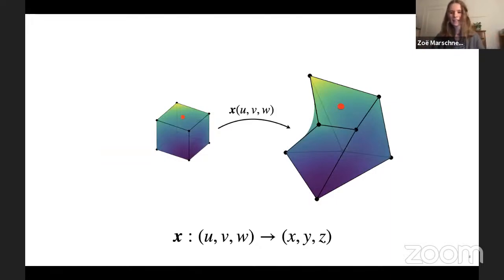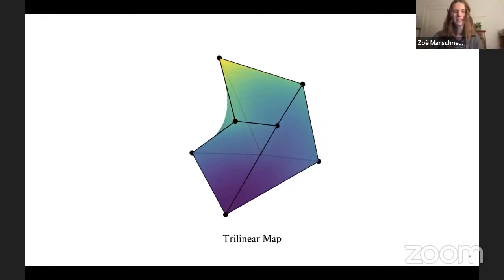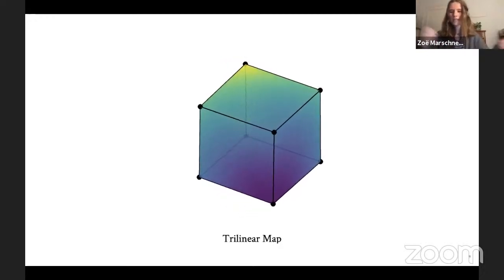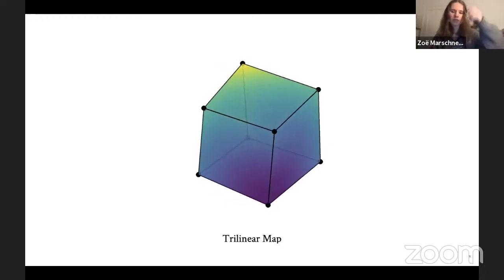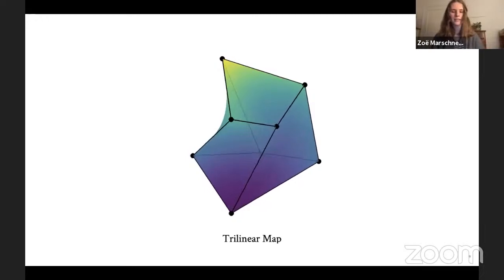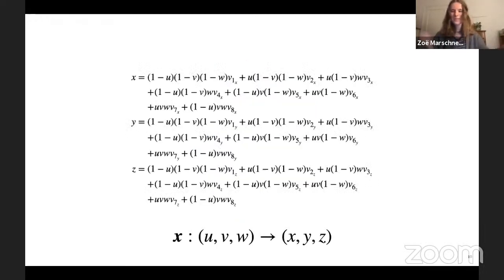So this is a trilinear hex, and this can be viewed as a trilinear map from this reference unit cube onto the image hex element. And basically, we're just doing a linear interpolation along each of the separate coordinates. And so you can see here that this leads to a hex where the edges are just straight lines, they're linear, the faces are bilinear and so curved, and the inside is trilinear. And this trilinear map can just be expressed as a polynomial.